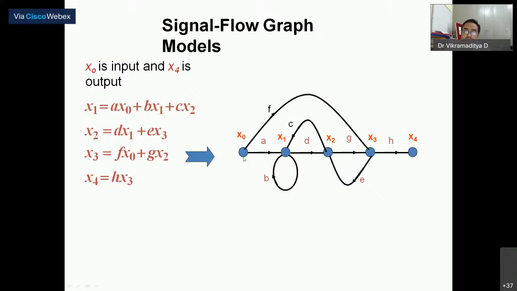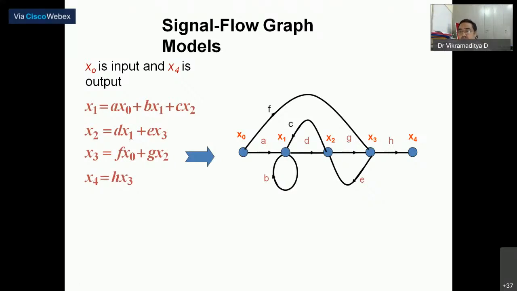Please see, forward path means moving from input to output. So I am moving from x0 to x1, then x2, then x3 and x4. It is continuous, successive branches, and no node is traversed twice. So this is the first forward path: x0, x1, x2, x3, x4. Another forward path starts from x0, going like this, coming to x3 and then from x3 to x4. This is the second forward path.